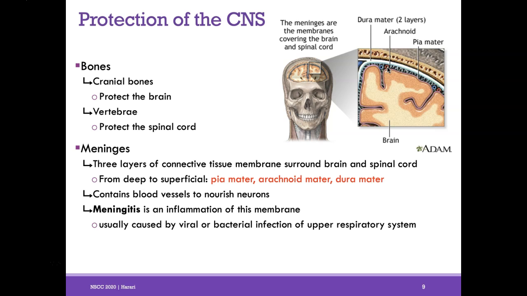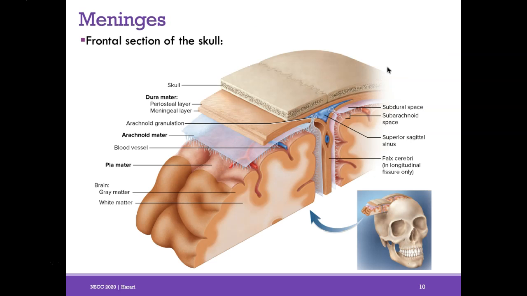So meningitis is usually caused by viral or bacterial infection of the upper respiratory pathway. And here's a really nice image of the meninges in a frontal section of the skull. So here's the skull. Right beneath the skull, we have the dura mater. There are 2 sublayers to the dura mater, but we won't talk about those now.